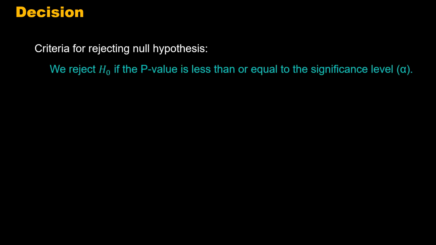Now we go to the decision. How do we get the decision? Criteria for rejecting the null hypothesis: we reject H naught if the p-value is less than or equal to the significance level alpha. In other words, we reject H naught if the p-value is less than or equal to alpha.